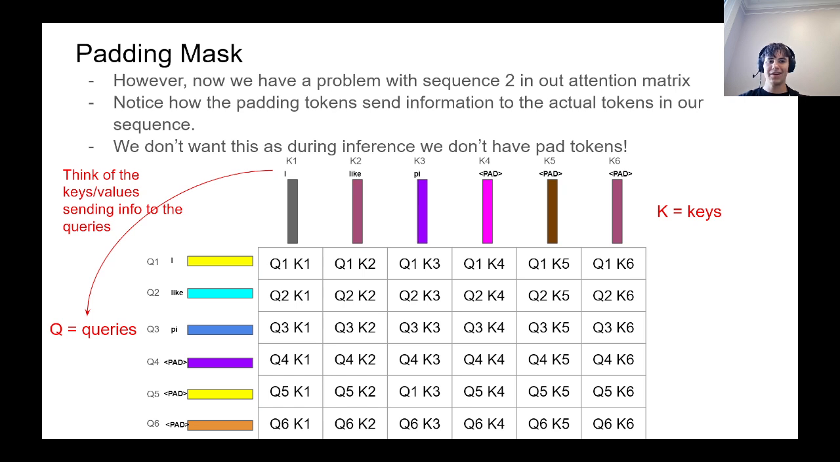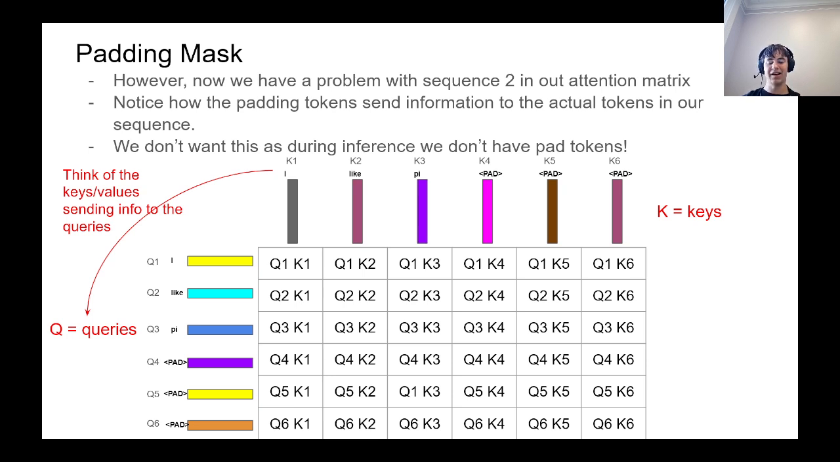Now, during inference, you will not have padding tokens, and the problem here is, again, we have our keys sending information to our queries. So the word I will be a linear combination of not just I like pi, but it will also be a linear combination of these 3 padding tokens. These padding tokens are useless. They're not going to be there during inference. Well, they probably won't be. You don't want information from them.